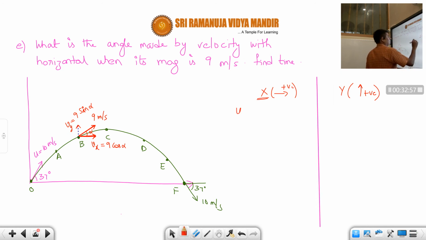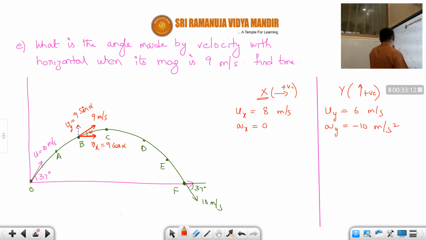Okay, students, ux is equal to, as we have already studied, 10 cos 37, that means 8 meters per second. ax is equal to 0, uy is equal to 6 meters per second. ay is equal to minus 10 meters per second squared. These are standard. Now we want the angle made by the velocity with the horizontal. This alpha is what we want.